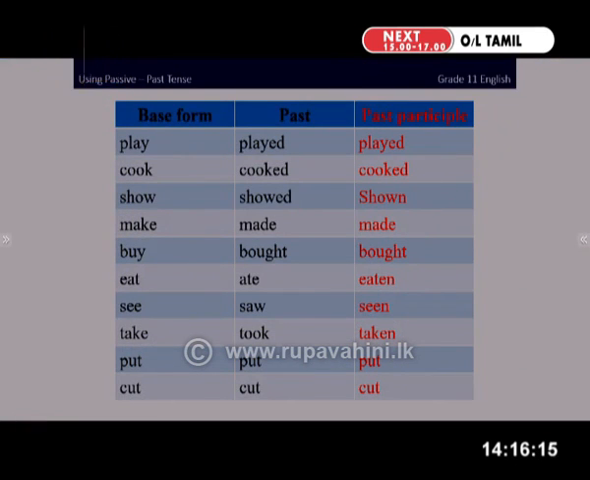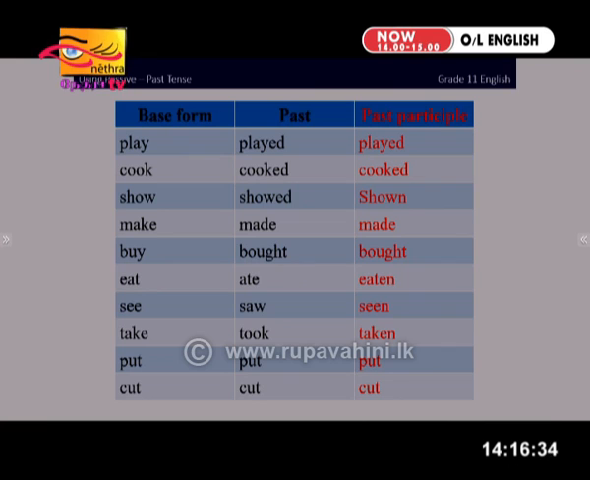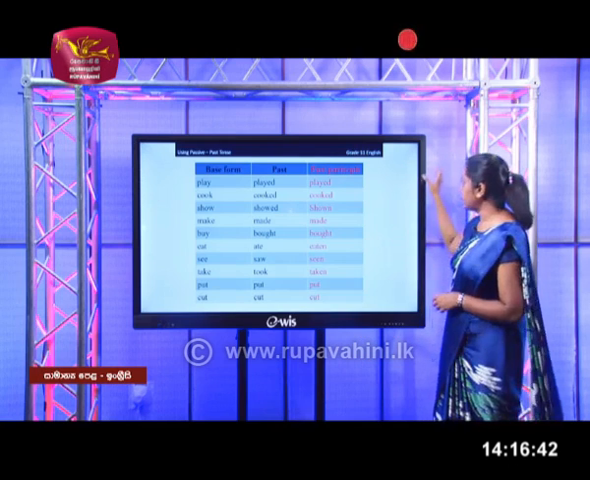Especially in the past tense, put remains as put, therefore the past participle is also put. Cut remains as cut, therefore the past participle is also cut. I would like to remind you children, it's better if you can have a list of verbs and learn it by heart and use it often when you speak and when you write, so that you remember the different forms of verbs, so that it's easy for you to do these kinds of grammar activities.